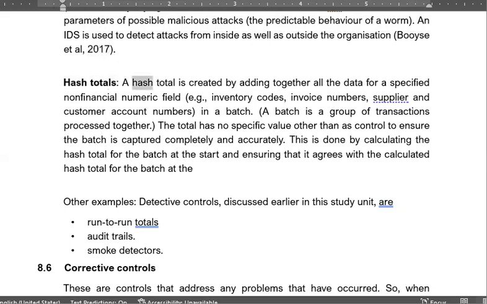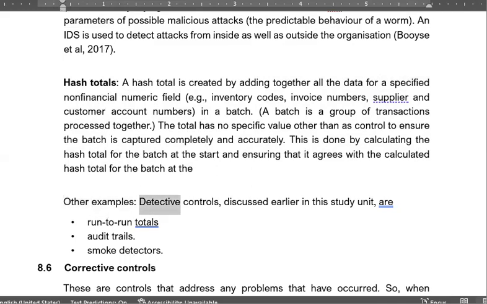Hash totals. A hash total is created by adding together all the data for a specified non-financial numeric field, e.g., inventory codes, invoice numbers, supplier and customer account numbers, in a batch. A batch is a group of transactions processed together. The total has no specific value other than is controlled to ensure the batch is captured completely and accurately. This is done by calculating the hash total for the batch at the start and ensuring that it agrees with the calculated hash total for the batch at the end.